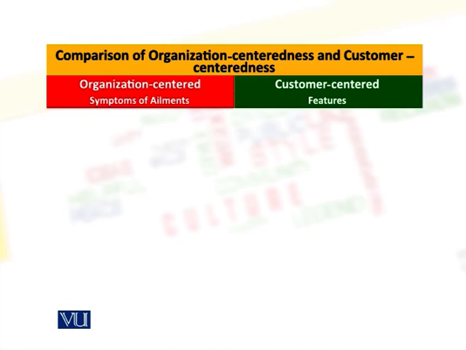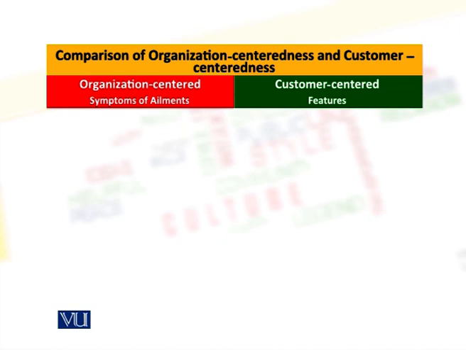Why is it that organizations which are organization-centered suffer from certain ailments and show the symptoms of such ailments? And why is it that customer-centered organizations show certain features which make them customer-centered? As a matter of fact, the features which customer-centered organizations have can be used as treatments for the ailments the organization-centered organizations suffer from. In other words, whatever the ailment of organization-centeredness is, it can be addressed by employing the feature which the organization on the other side of the fence has.